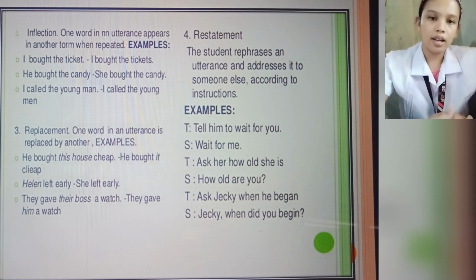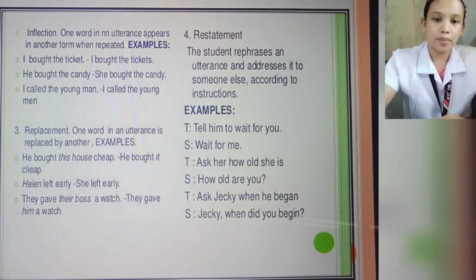And here's another example. Helen left earlier. You can replace Helen and insert the word she to make the sentence shorter and easy to say the utterance again. So, that is the example of replacement.